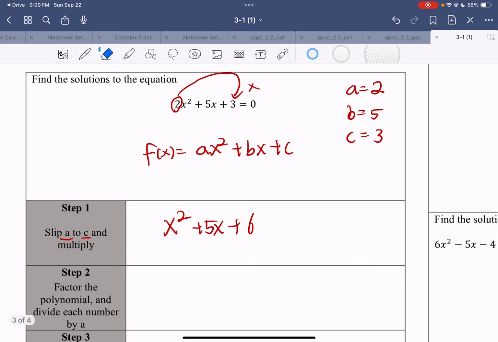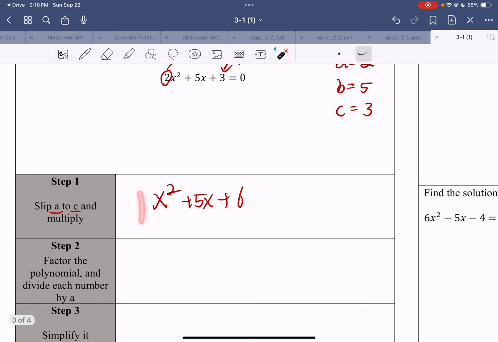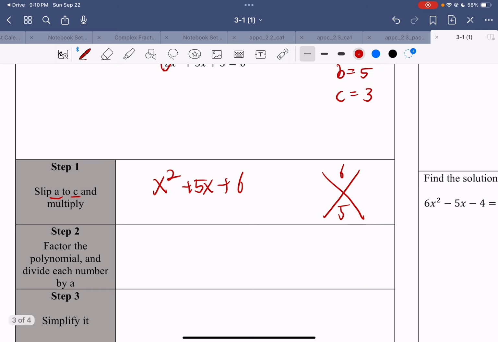So I hope that makes sense to you. That's step number one. I just moved the first number to the last number and then multiplied. Now since I don't have any number here, although there's a hidden number 1, but who cares? Now I can factor this. I'm gonna put 6 on the top, 5 in the bottom.